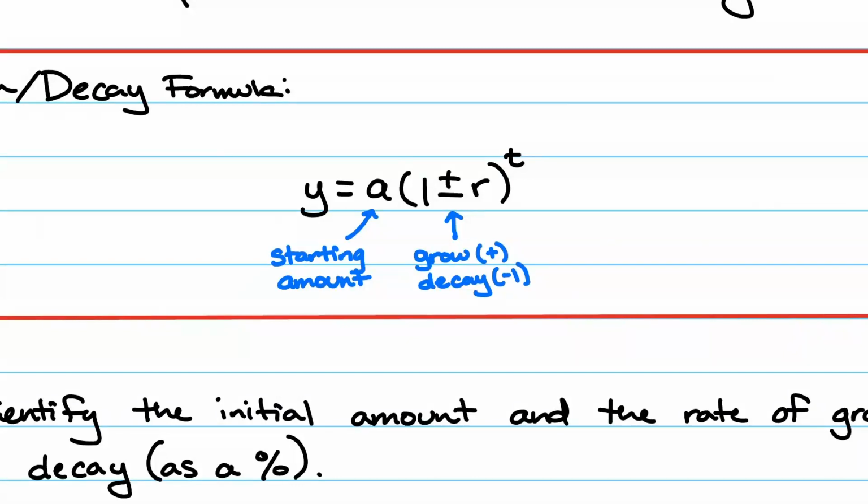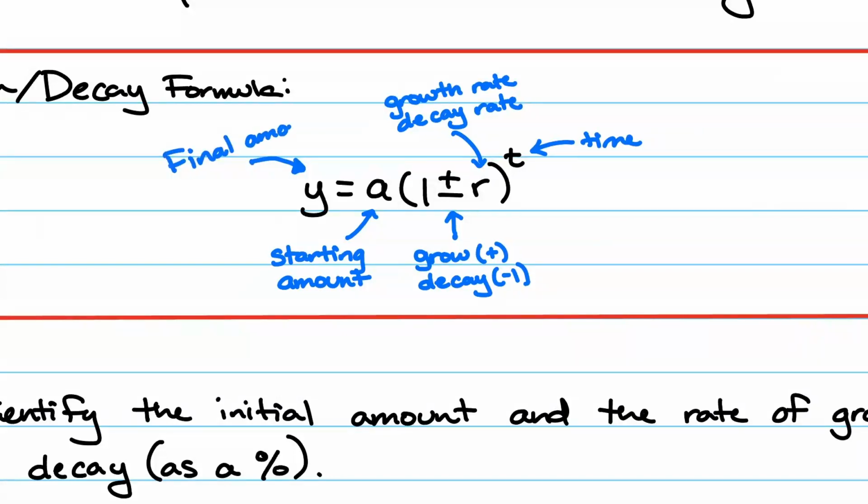The other thing we have is the R. Now, again, this R is either going to be a growth rate or it's going to be a decay rate, just depending whether your numbers are going up or down. And then T is going to represent time. So I have a starting amount, a growth rate. I'm going to be either using the plus or minus. I got the T. Hey, that Y is going to represent how much you end up with at the very end. So this is going to be your final amount, depending on whether it's going up or down.